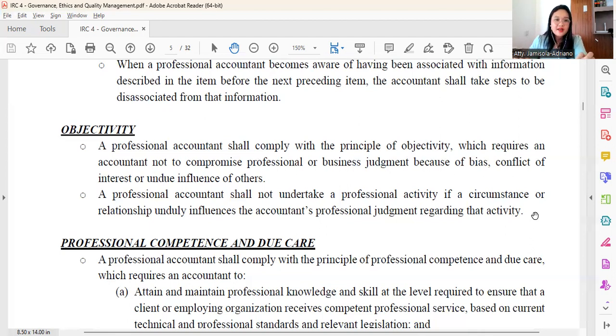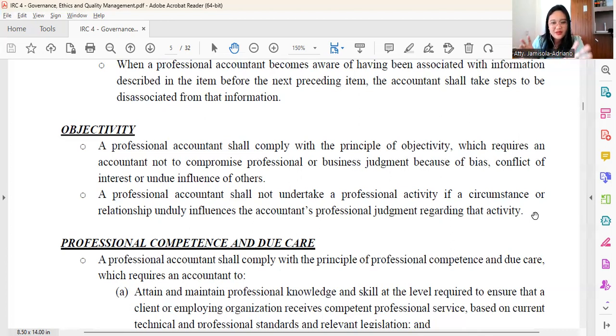So for example, you are an external auditor. Now you are in the process of auditing the financial statements of a particular company. And let's just say that the owner of that particular company is your boyfriend. Okay, it's your boyfriend. Now, during the conduct of the audit, you found out that there are lots of misstatements and fraudulent activities going on inside the company. But because the owner of the company is your boyfriend, you issued an unqualified opinion.